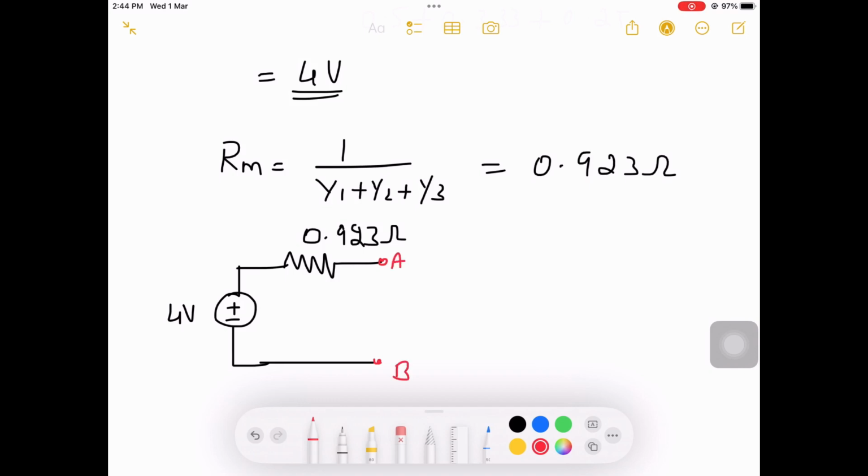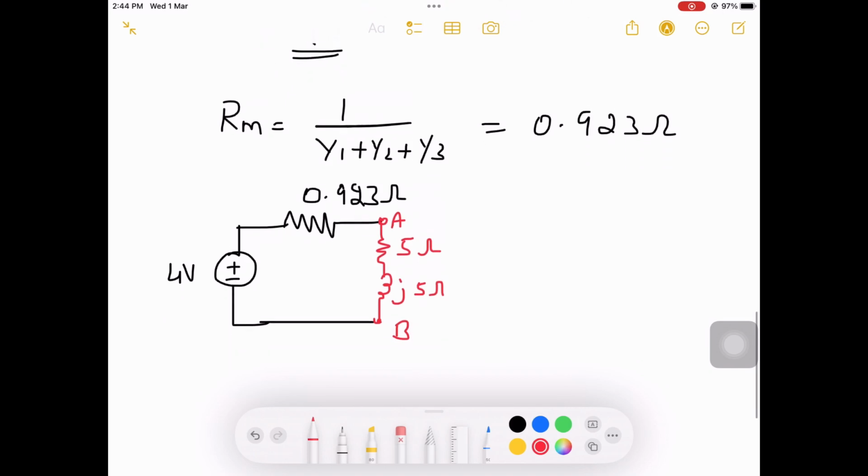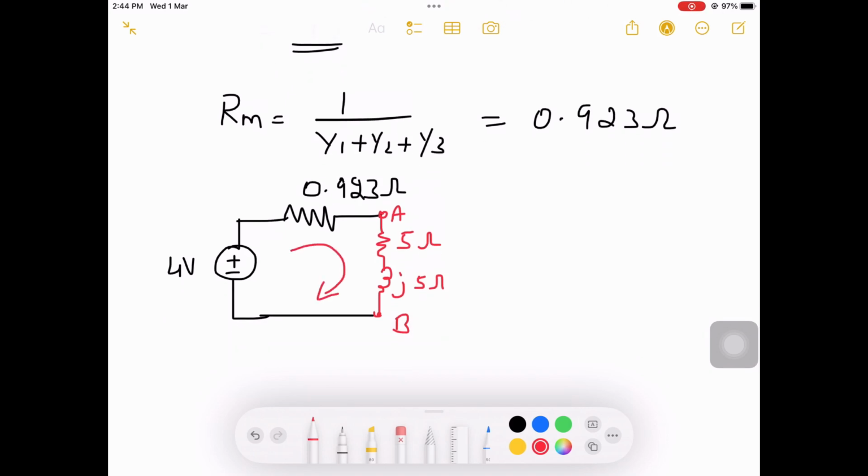What was at A and B? There was 5 ohms plus j5 ohms. I will write that as 5 plus j5 ohms. Now I will add back that element so that I can determine the current flowing through it, that is I. So I is equal to V divided by Rm plus RL, where RL is the load resistance.